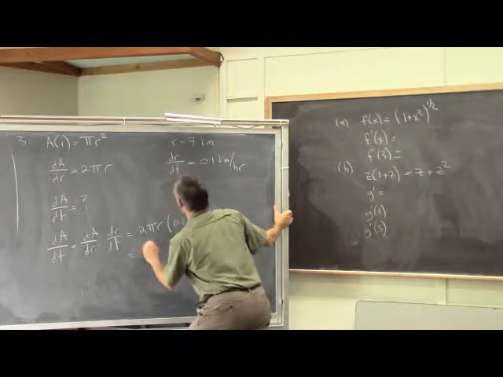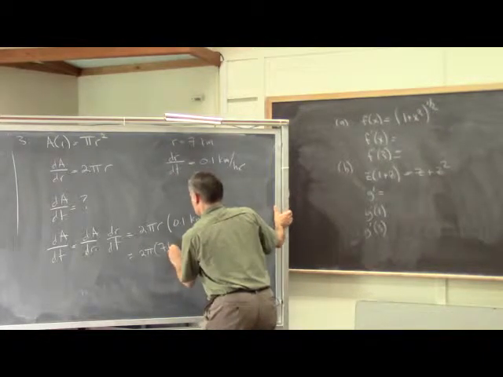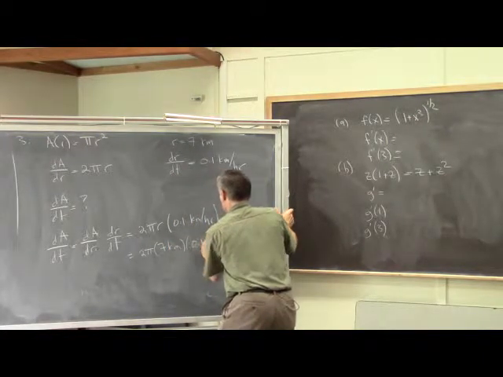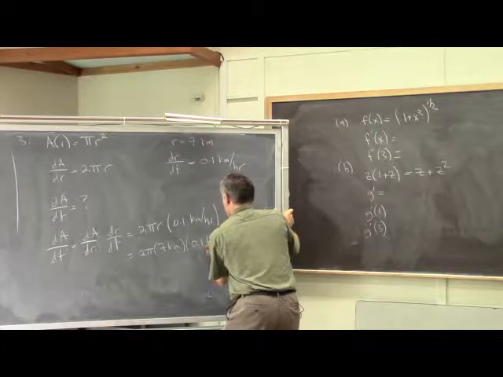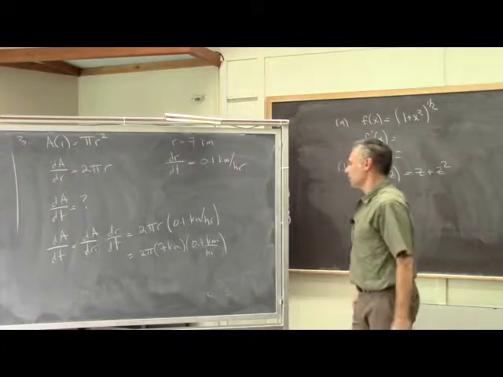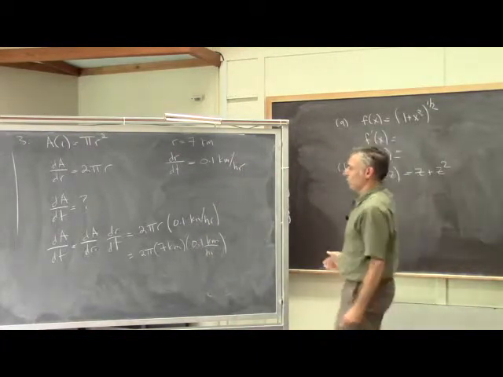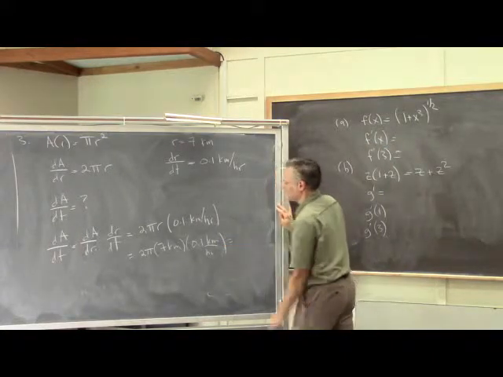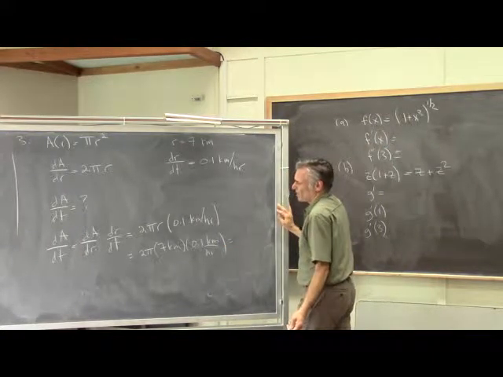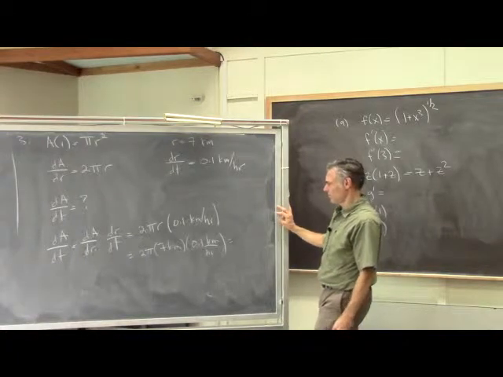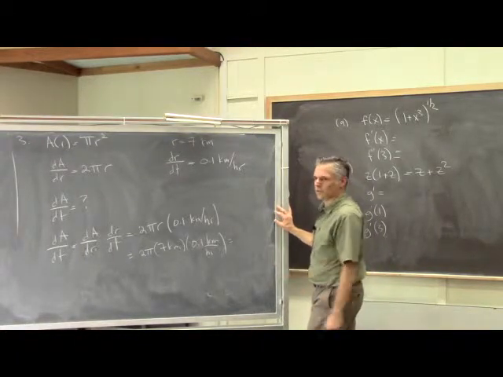2 pi times 7 kilometers times 0.1 kilometers per hour is going to be, I don't know, 1.4 pi, 4.6-ish. Might as well get a number out of this.